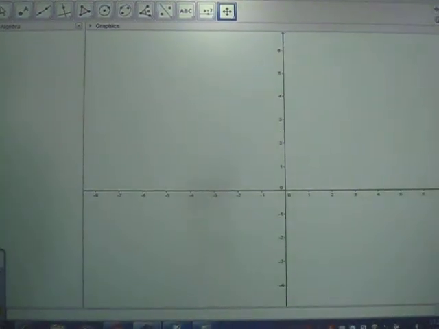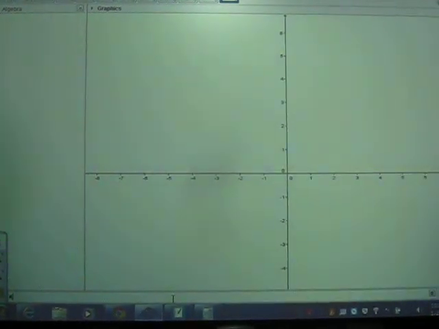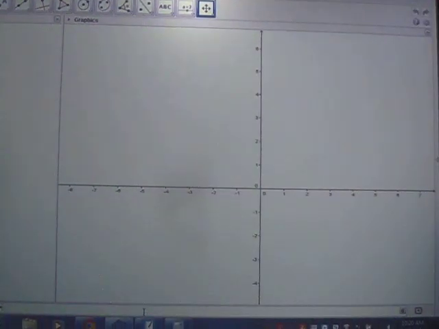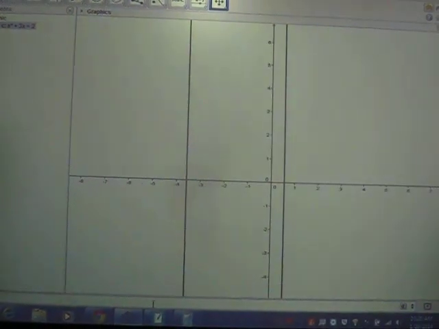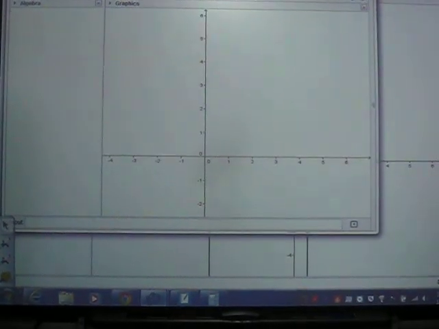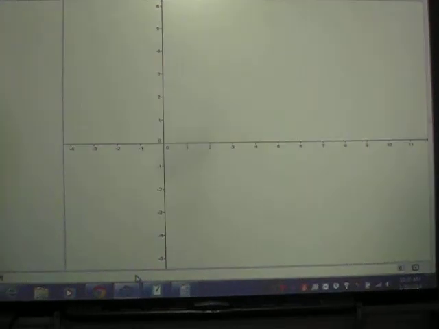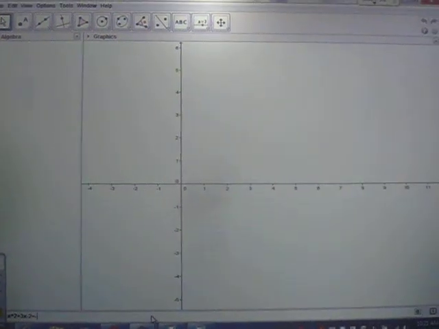What was the equation? Anybody have it? x squared plus 3x minus 2 equals 0. Either way, it'll work, because it understands standard form. What was it before we put it in standard form? Oh, man. You were wrong. All right, let's try it the other way. File, new. What was it? x squared plus 3x minus 2 equals 0.